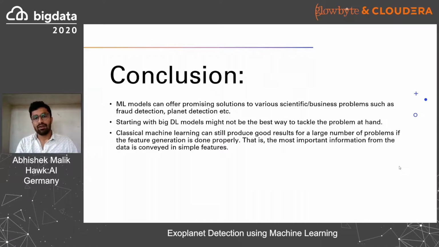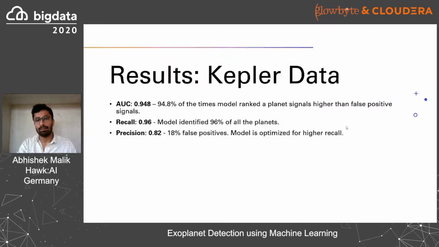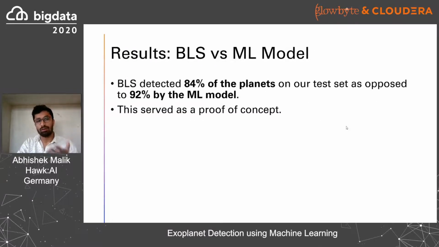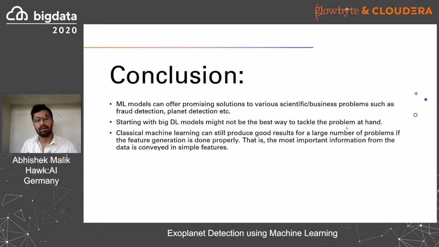And second, if we are trying to solve business problems or scientific problems like planet detection or fraud detection and so on, machine learning is a decent way to go about it, because other solutions like BLS might not be the best way. Machine learning can actually give us, as you have seen in this case, more planets than BLS. Similarly, if you tackle fraud detection or something similar, instead of going by a basic rule-based system, even classical machine learning systems can produce smarter and faster solutions.